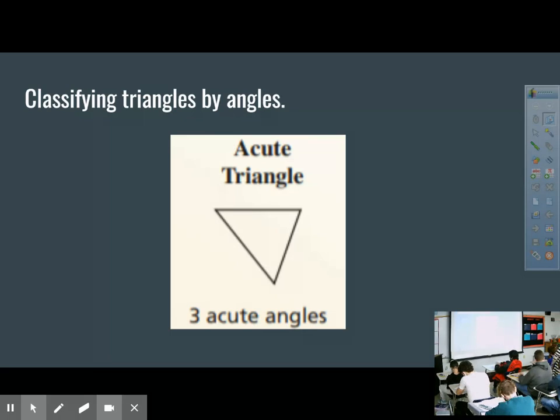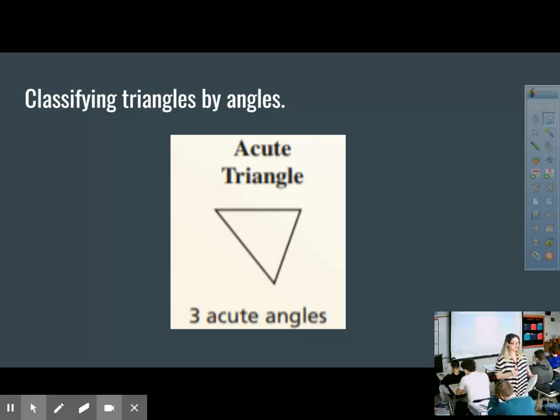I would wait till we get there because you've already written down the wrong definition. I wouldn't try to look ahead. There's no way that a triangle could have three obtuse angles. It wouldn't be a triangle. It would be a circle.